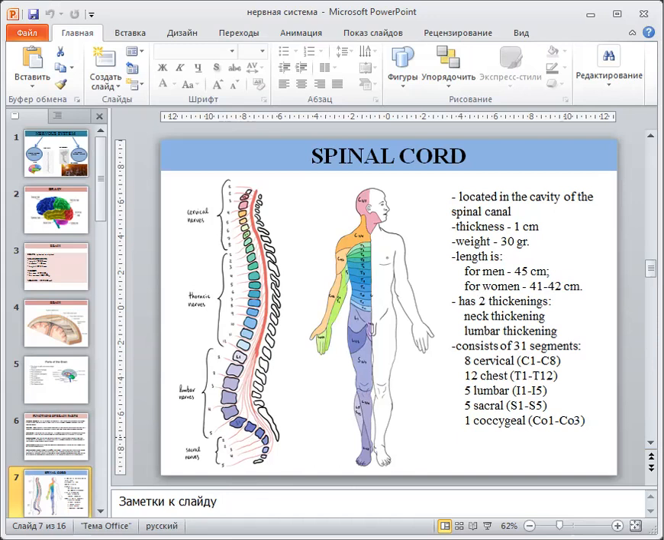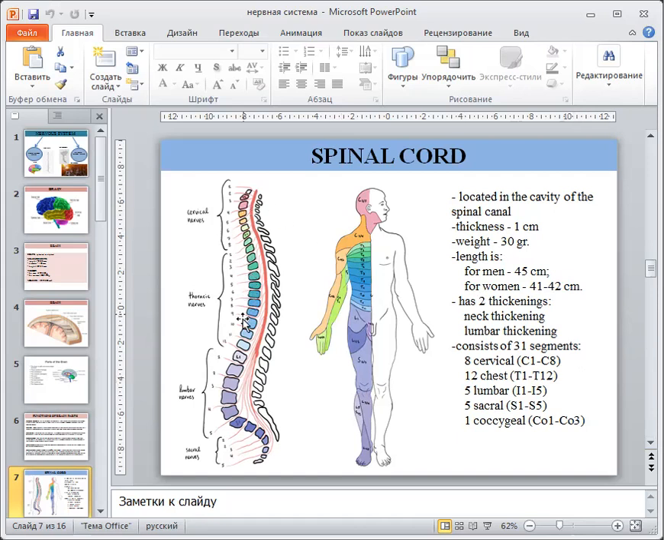The spinal cord has two thickenings. The cervical thickening corresponds to the upper limbs roots, and the lumbar thickening corresponds to the lower limbs roots. The spinal cord divides into two symmetrical parts by means of two grooves. The front groove is located between the front horns, and the rear groove is located between the rear horns.